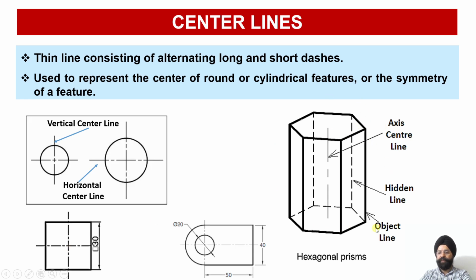Similarly, for any type of prism or any type of pyramid, the center of symmetry lines need to be drawn so that you can identify where the axis line is going to lie in case of any given pyramid or any given prism. So this is the example of your center line.